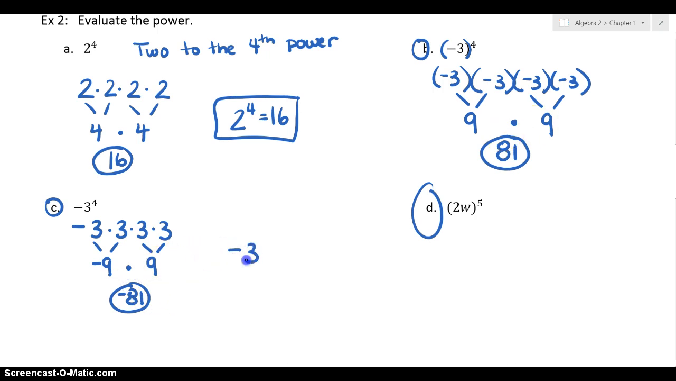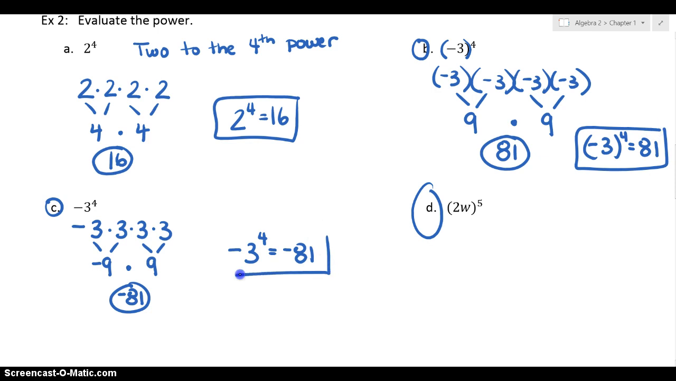So negative 3 to the 4th is equal to negative 81. Whereas on this one, negative 3 in parentheses raised to the 4th power is equal to 81. So recognize the little differences in these cool mathematics problems. Alright, I do want you to try D on your own, please. So just go ahead and pause me, and you'll get the answer in class.